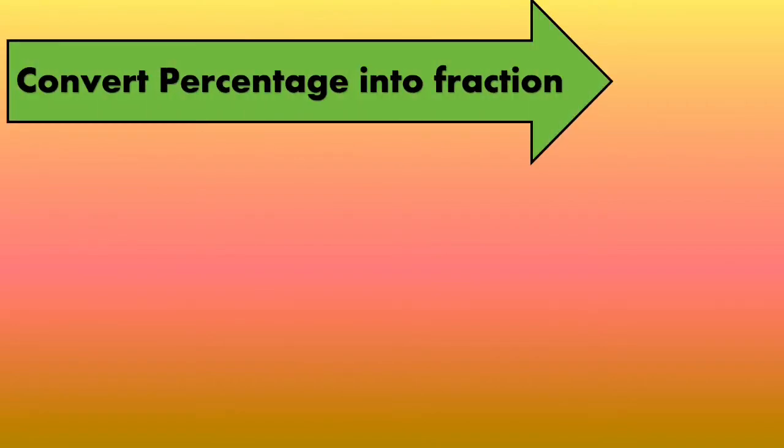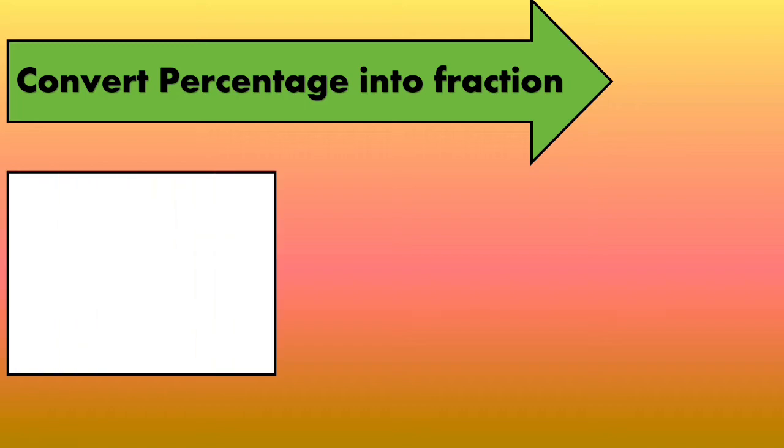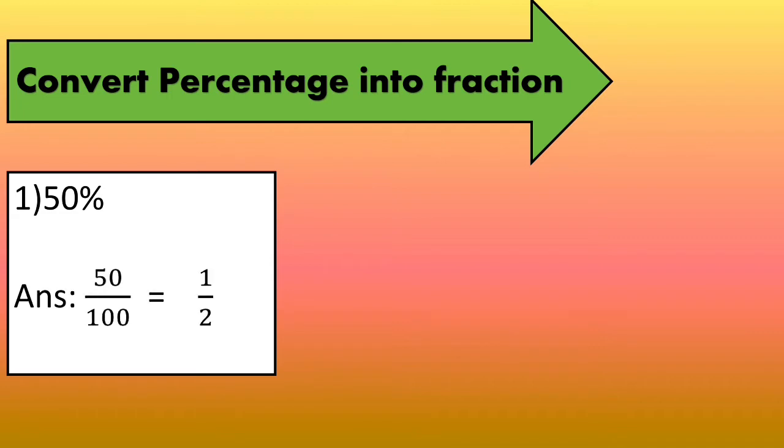Now children, here we will learn how to convert percentage into fraction. 50%. First of all, we will write this number as a fraction: 50 upon 100. The percentage symbol means the denominator is 100. So here we will do the calculation. 0, 0 cut. Now how much is remaining? 5 and 10. 5 and 10 come in the table of 5. 5 1s are 5, 5 2s are 10. So what is the simplest form? 1 upon 2.